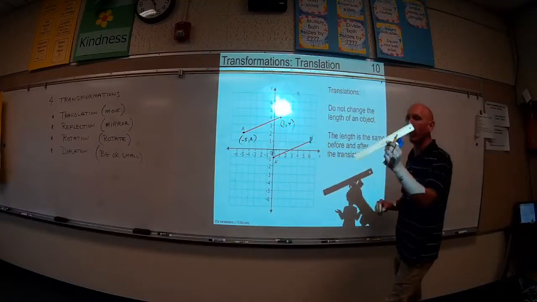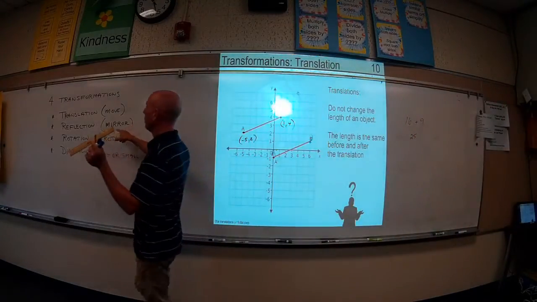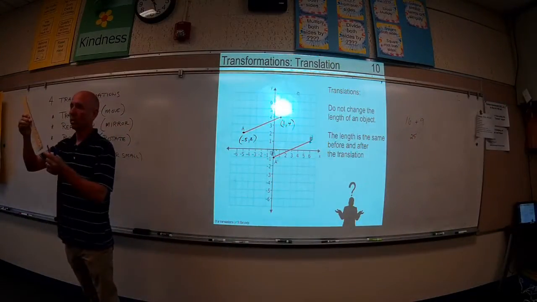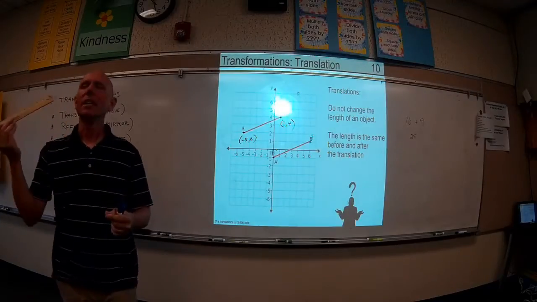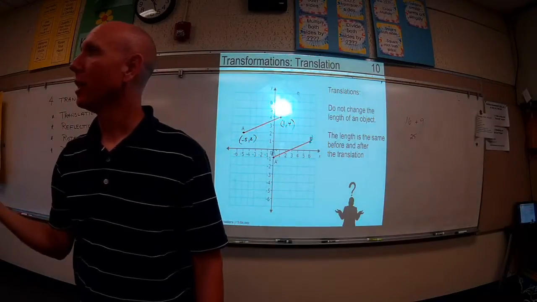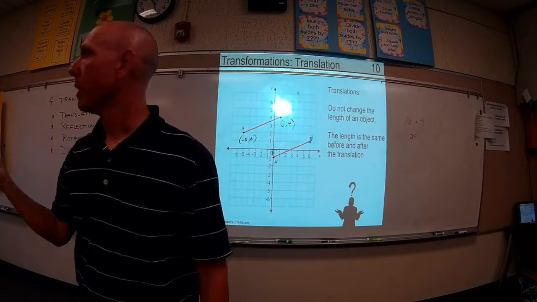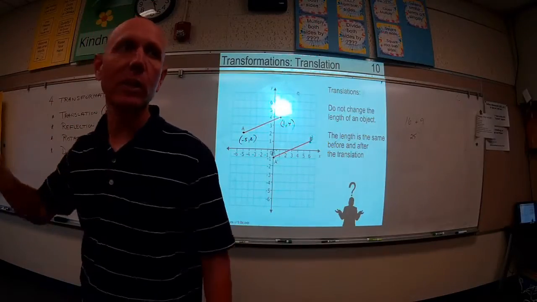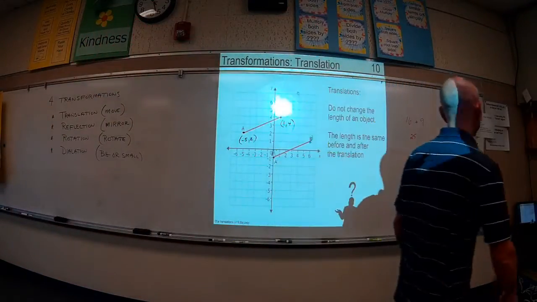I want you to notice that when we move it around, or what if I rotate it? How long is it now? It's still 12 inches. We're not changing the length of the ruler. Even when I move it around, it is still 12 inches long.